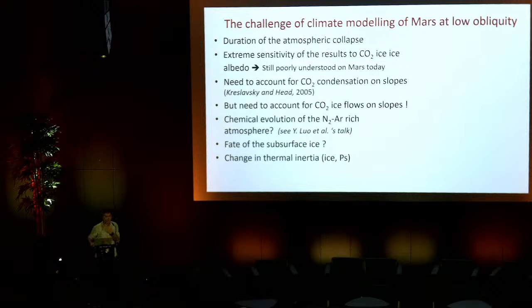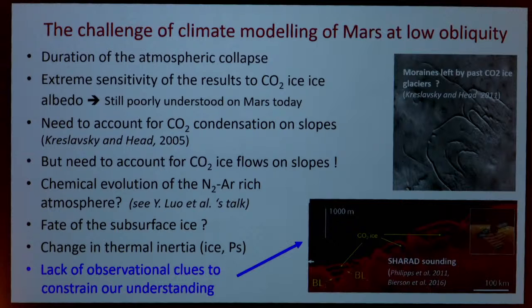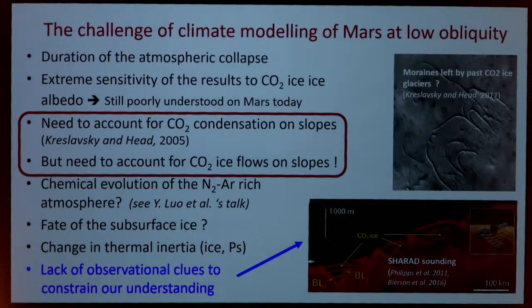Another aspect that is a problem is that we don't have many observations to constrain that. I can only cite a suggestion that some of these landforms here could be moraines from past CO2 glaciers, suggested by Kreslavsky and Head in 2011. And of course, we have the radar data of the CO2 ice reservoir at the South Pole. So I could just advertise, I see the time is going really fast, some work that has been conducted, not yet published, about modeling this past environment.